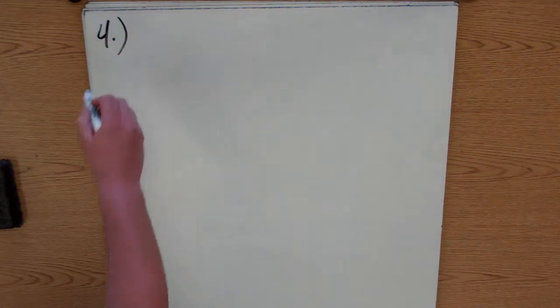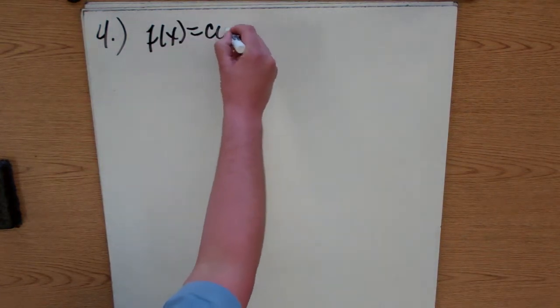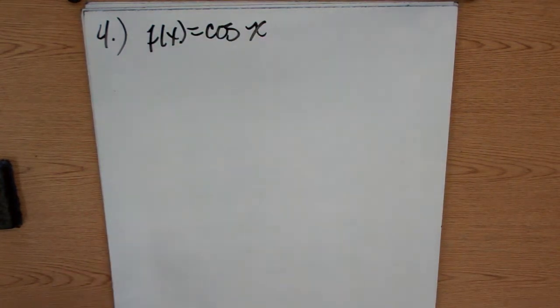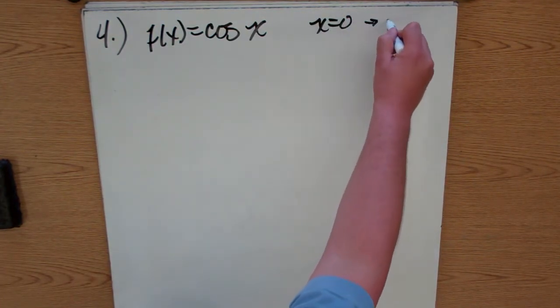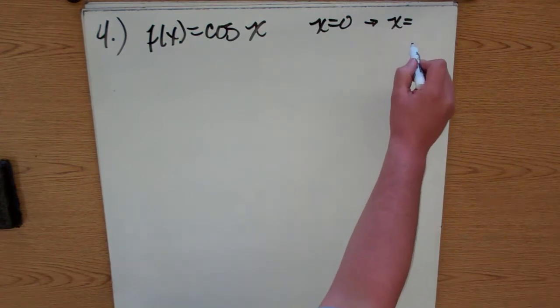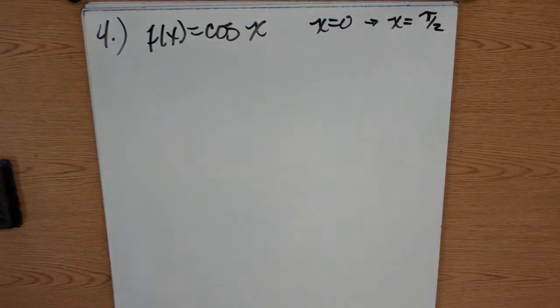Alright, number 4. Number 4 says, find the volume of the solid with a base formed by the function f of x equals cosine x from x equals 0 to x equals pi over 2. Alright? With square cross sections that are perpendicular to the x-axis.